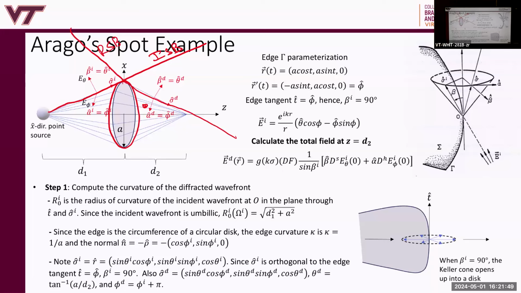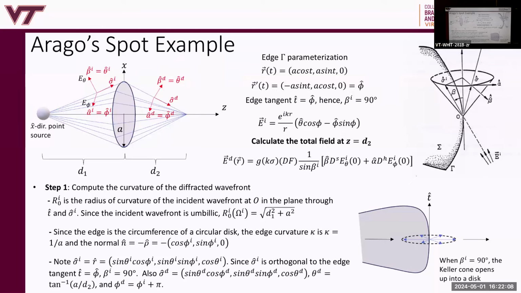As a matter of fact, there's a very bright spot in the middle of the shadow, right? So if you shine a flashlight at a PEC disk, then you would expect a pure shadow behind it. But in fact, due to diffraction, there's a very bright spot in the middle of that shadow. All right?